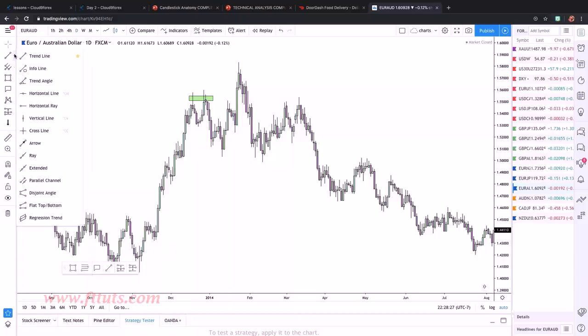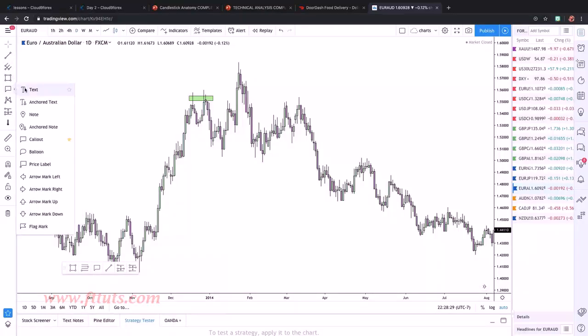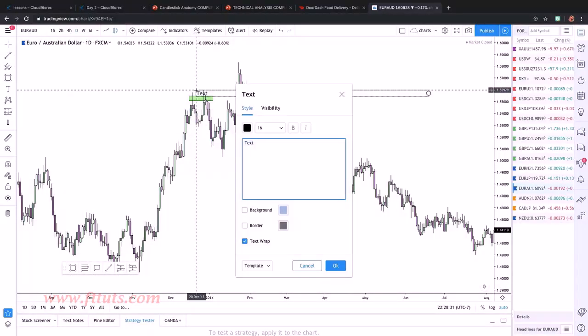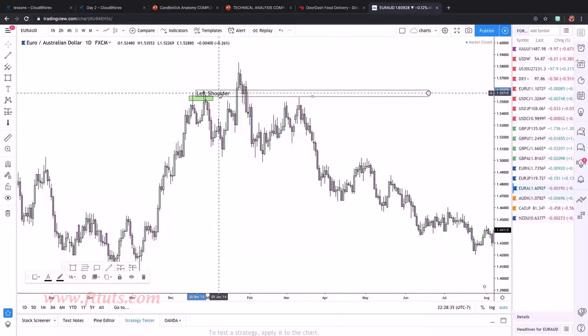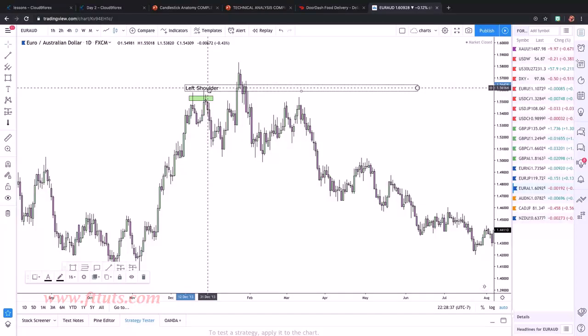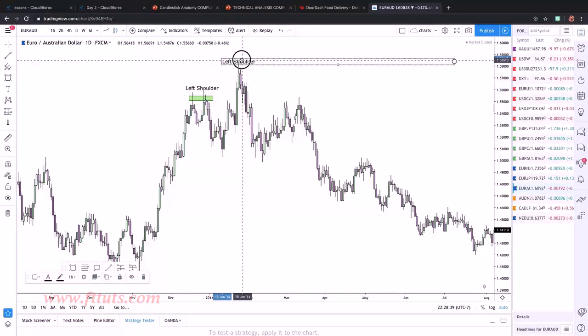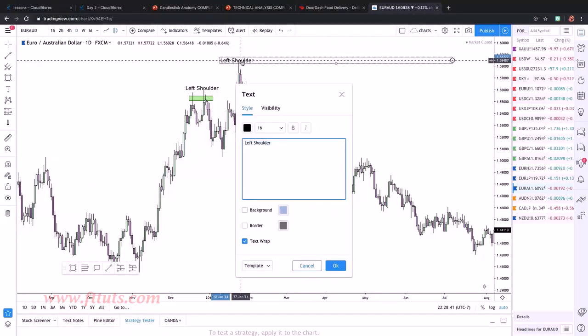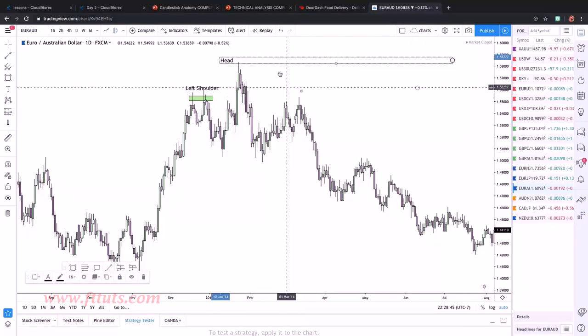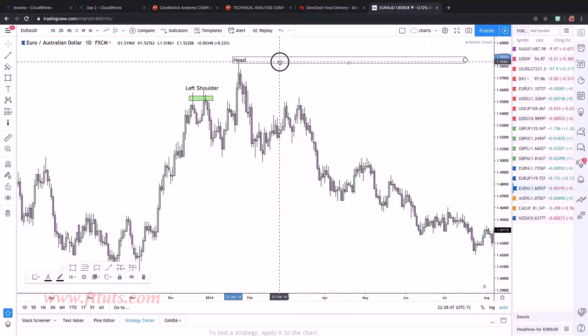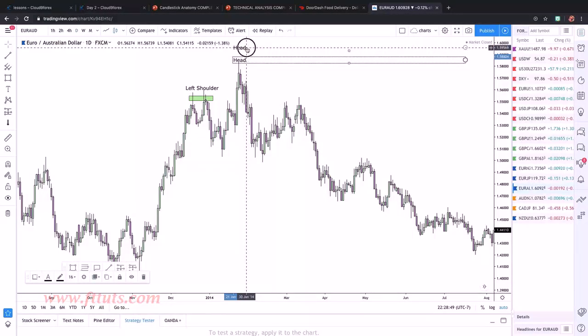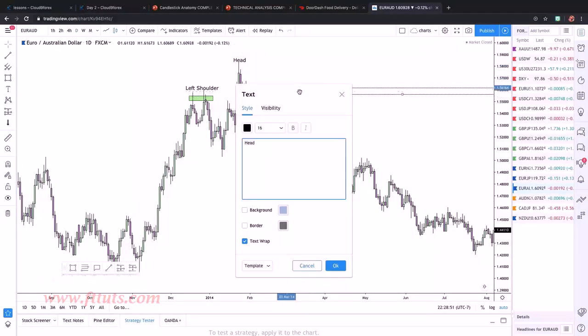So I'm just going to go to text. I always get so confused. And then I'm going to put left shoulder. And then I just copy and paste. That's the easiest way. And then you can just edit the text. So that's our head. And then this is our right shoulder.